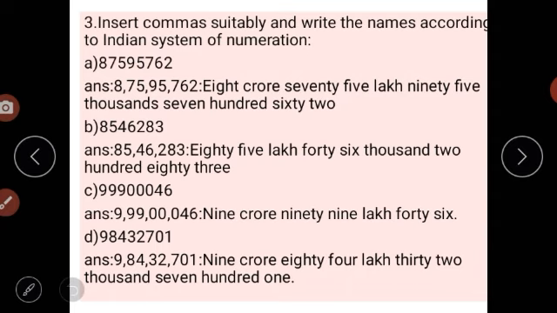So next we have the question. Third one: insert commas suitably and write the names according to the Indian system of numeration. So just now I have told you how to add commas in the Indian system of numeration. First we have to start counting from the right side, and the first comma comes after 3 digits. So what are the first 3 digits here? 2, 6 and 7. So after writing 2, 6 and 7, we are placing a comma here.